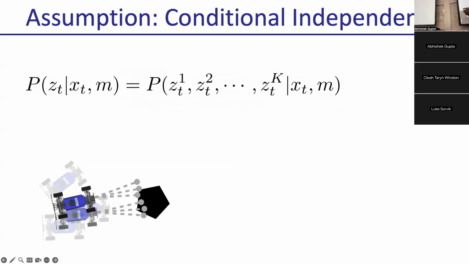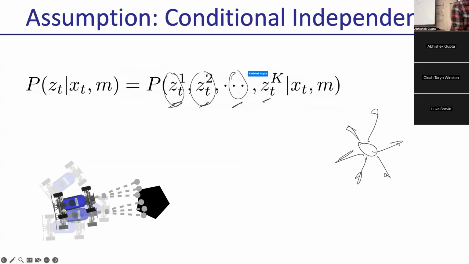Now I said we're going to use a LiDAR. A LiDAR is going to shoot multiple beams in multiple directions, so each of those is going to be one of your Z's. You're going to have K different readings for the LiDAR. Each of these beams is going to be one of your Z's, and what you want to get is P of the joint of all of these Z's given XT and your map.